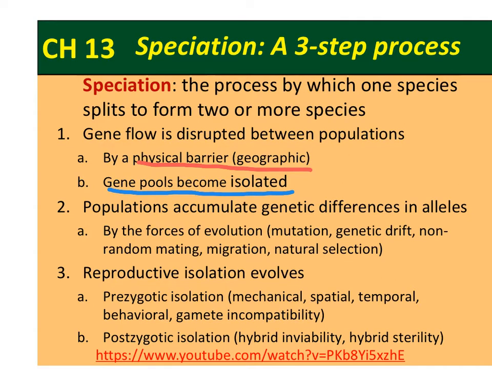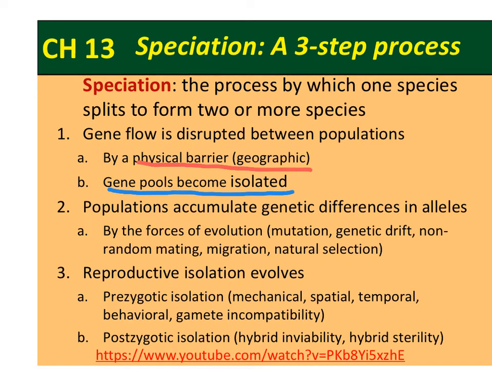Over time, these populations, even though they might have come from a single population, in other words, they shared an evolutionary ancestor, have enough differences happen in terms of genetic differences in alleles because of all the different forces of evolution, including natural selection, sexual selection, migration, gene flow, genetic drift, mutation, all these things happen. Mutations happen very rarely, but they happen and they accumulate in the separate populations over time.